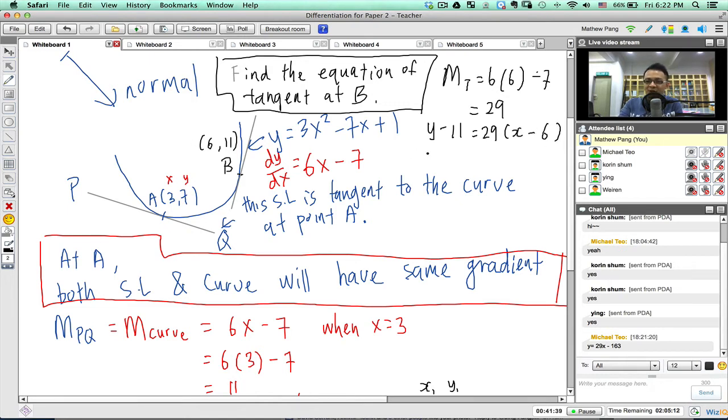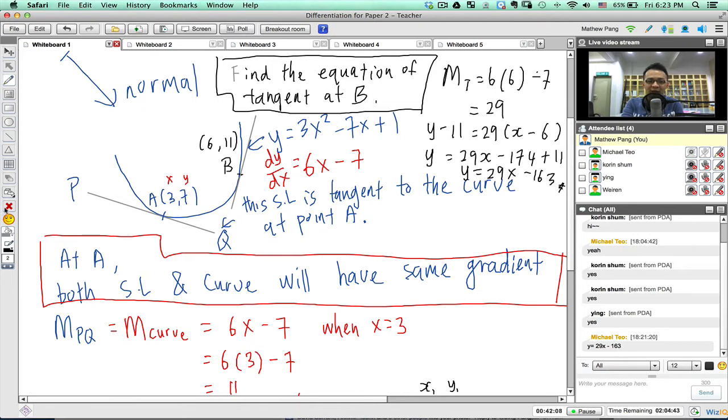So yes, you just solve this and you can get the equation easily. y equals 29x, minus 6 times 29, which is 174, plus 11. Therefore, y equals 29x minus 163. Yep, Michael Teo got the correct answer. Alright, so far so good.